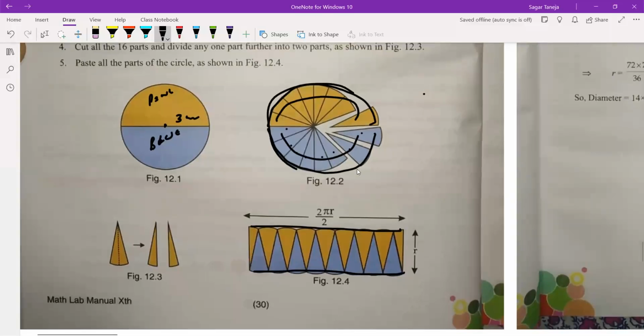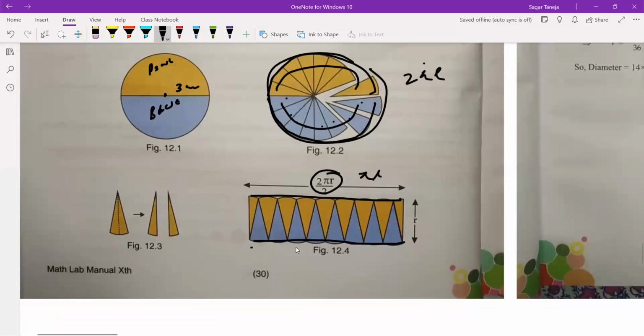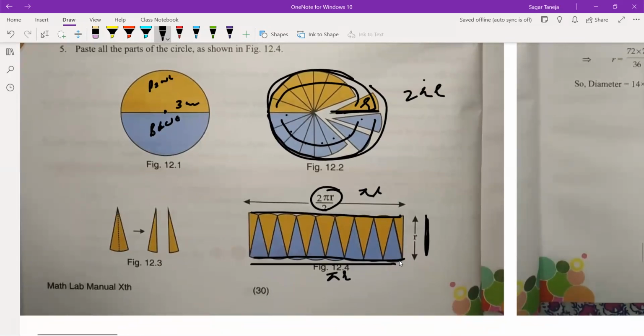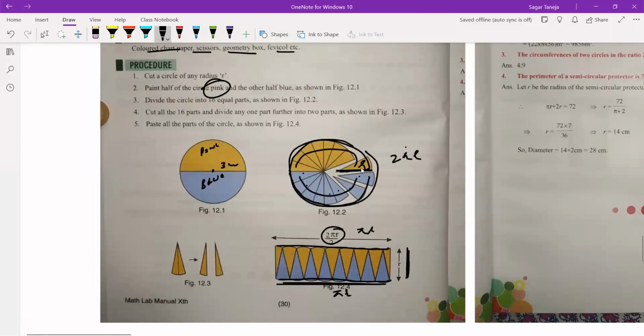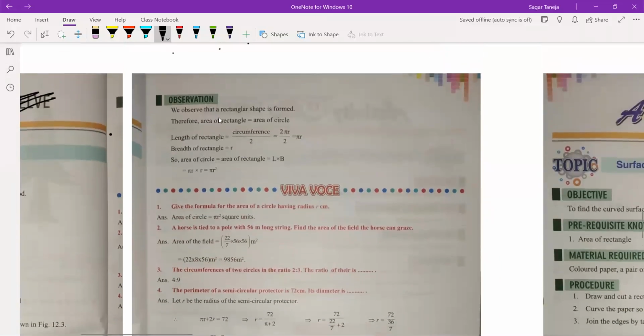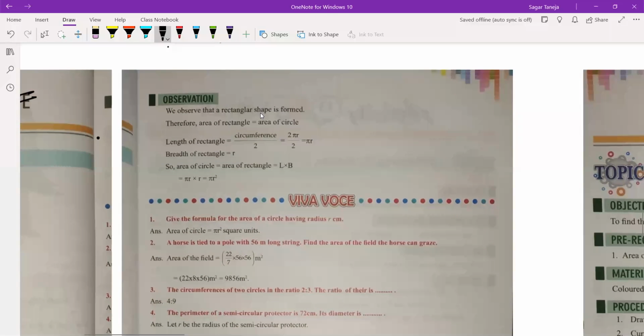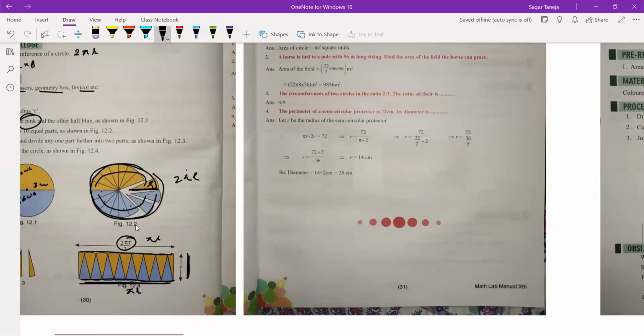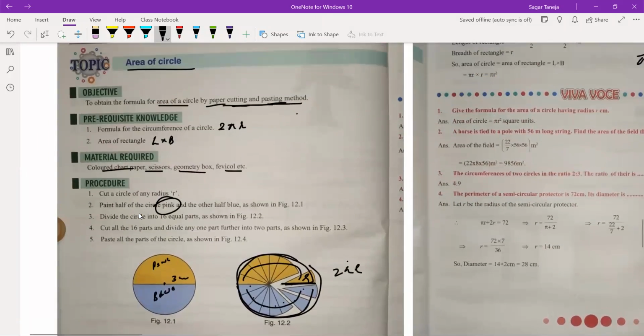So the circumference of a circle is 2 pi r. So this is just half of 2 pi r, means pi r only, and this is also half of 2 pi r, pi r. And this length is what? Radius. So this is length and this is breadth, and this is in the shape of a rectangle. The area of a rectangle is L into B, where L is pi r and B is r. So it is pi r square, the area of circle. This way they have derived the formula.